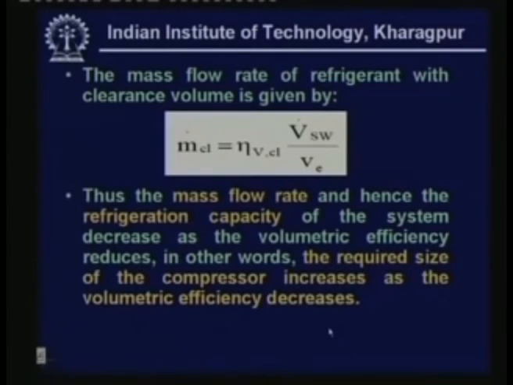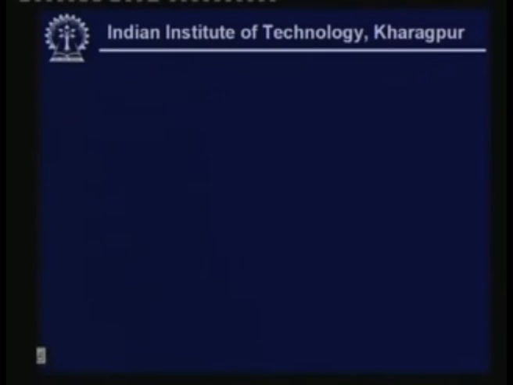The mass flow rate of refrigerant with clearance volume is simply equal to m dot Cl is equal to eta Vcl into the displacement rate of the compressor divided by the specific volume of the refrigerant at compressor inlet. So from this expression you can see that if the volumetric efficiency is less than 1, the mass flow rate and hence the refrigeration capacity of the system decrease as the volumetric efficiency reduces. In other words, the required size of the compressor increases as the volumetric efficiency decreases.